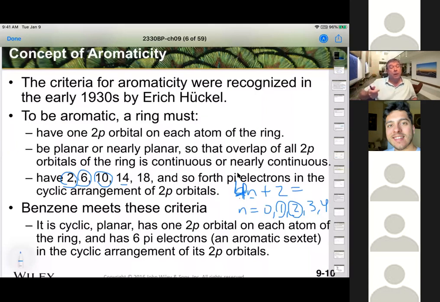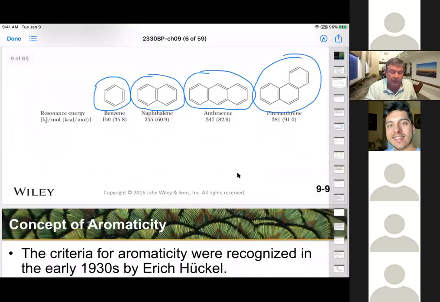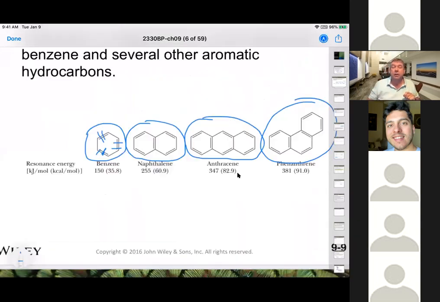So we know that benzene is planar because it's sp2 hybridized carbons all the way around. We know that it's cyclic because it's a ring of six. We know that it has at least one p orbital on every single atom. And if we count the double bonds, we know that there's one, two electrons in this pi bond, one, two electrons in this pi bond, one, two electrons in that pi bond. So we have six electrons. So benzene meets every single rule to be aromatic.